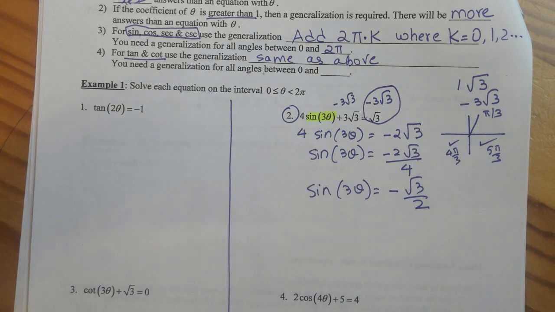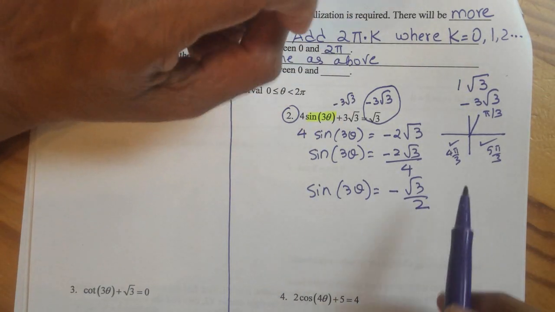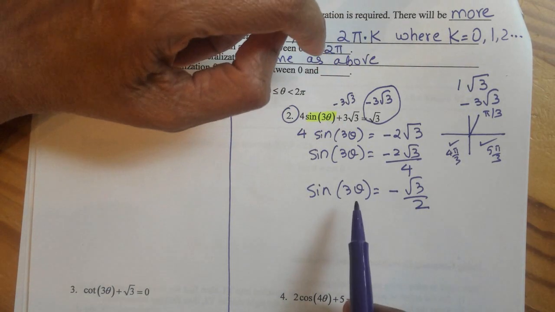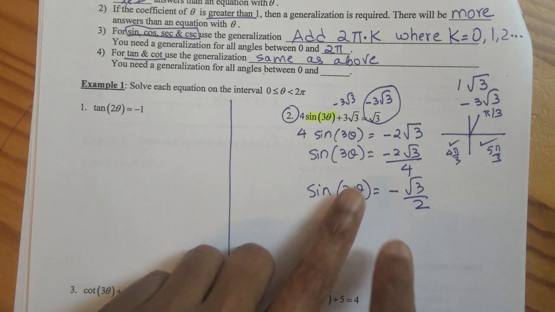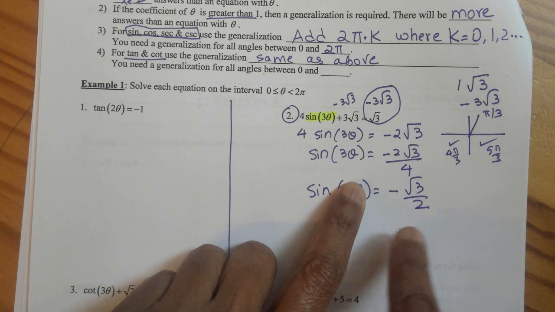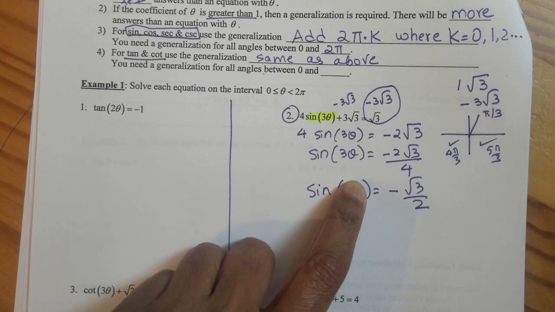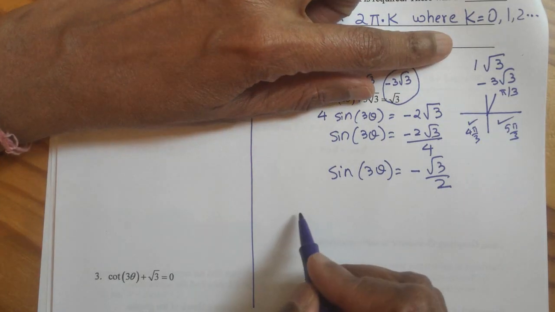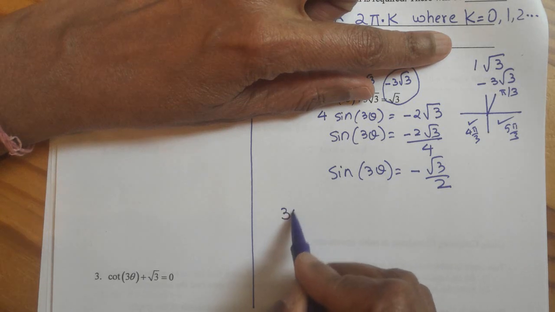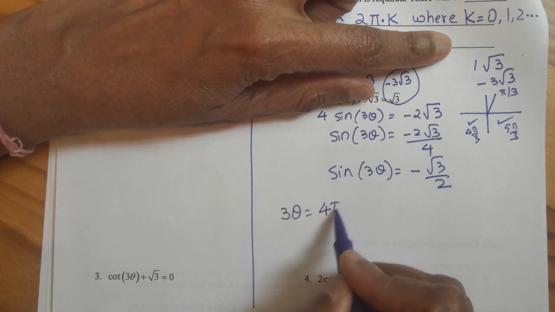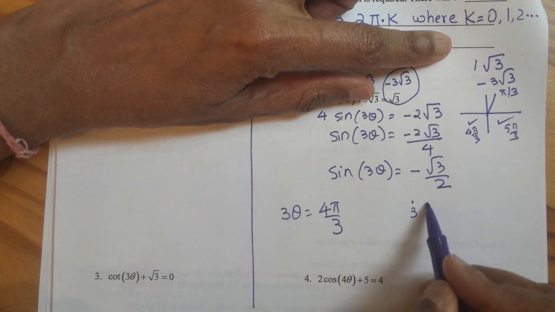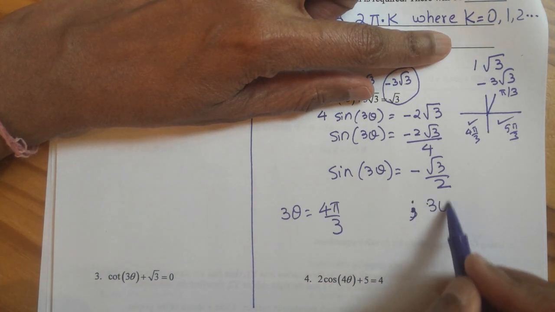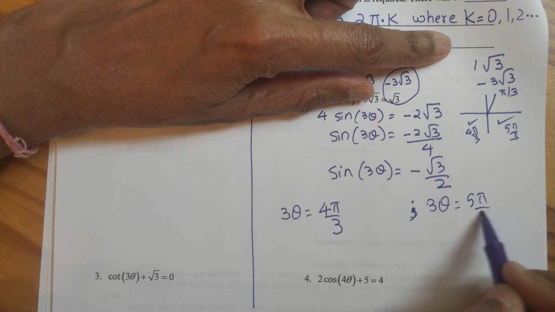Okay. So this is where I'm not writing it down straight away because of a reason. I'm going to tell you why. It's not theta. In my previous day 1 and day 2, I just said this was theta, so I just said theta equals 4 pi by 3 and 5 pi by 3. But it's not theta, it is 3 theta. So I'm going to say 3 theta equals 4 pi by 3. And I'm going to leave a little space and I'm going to tell you why. Sorry. 3 theta equals 5 pi by 3.